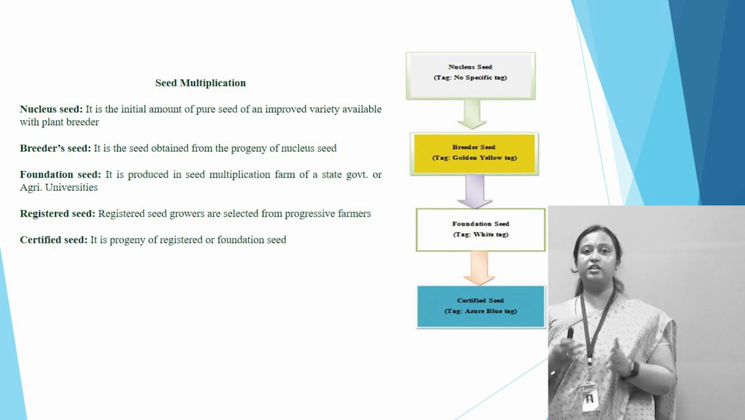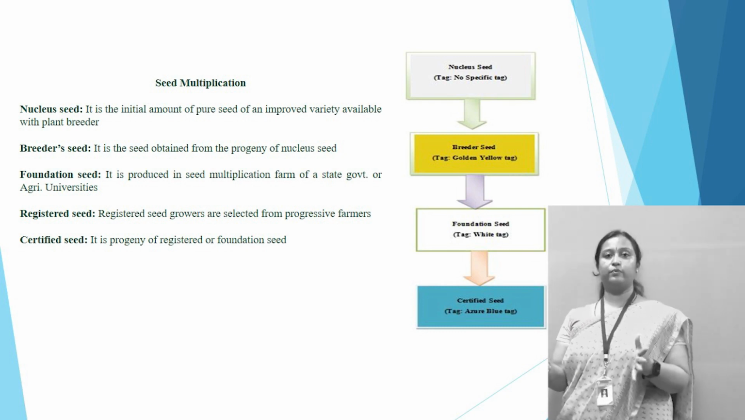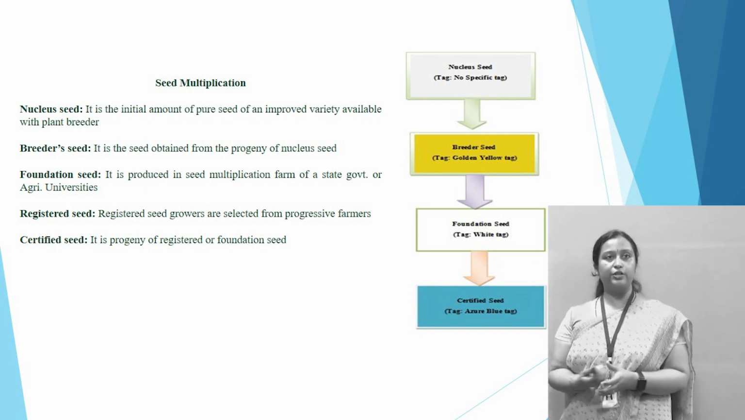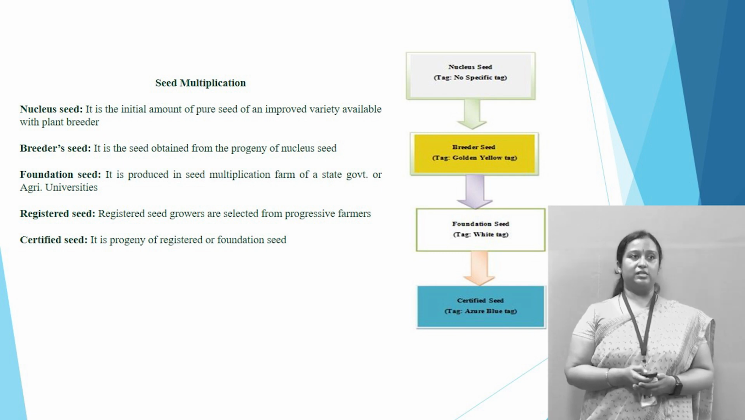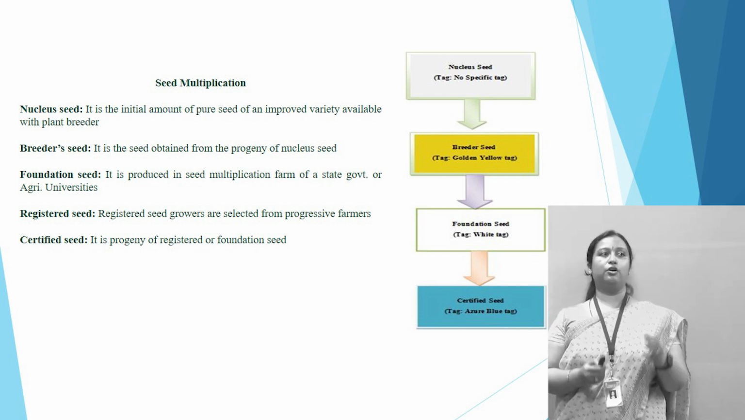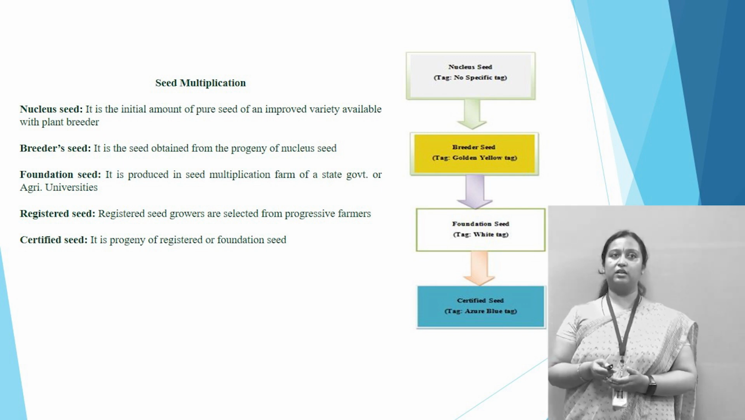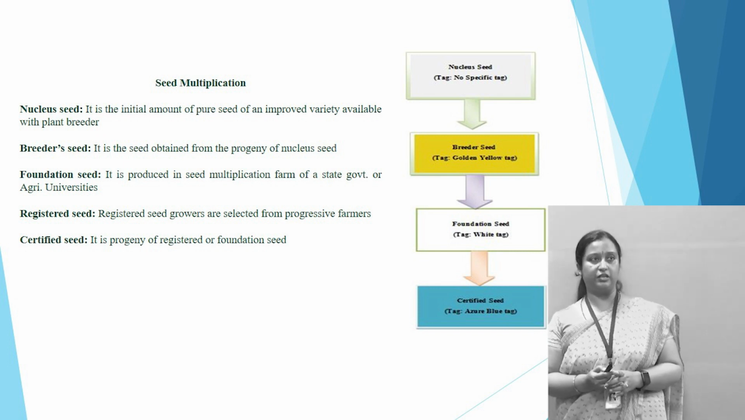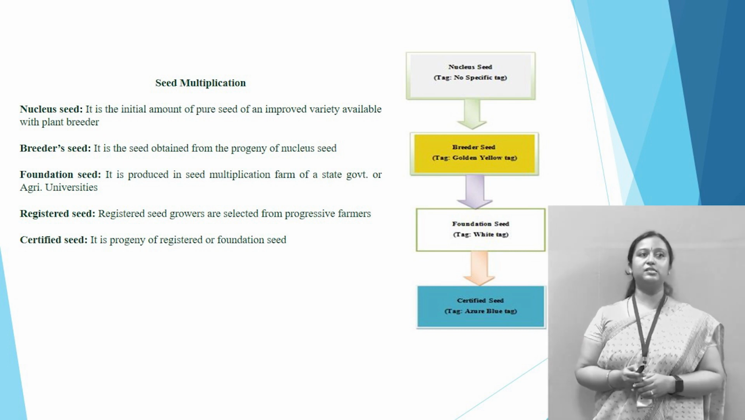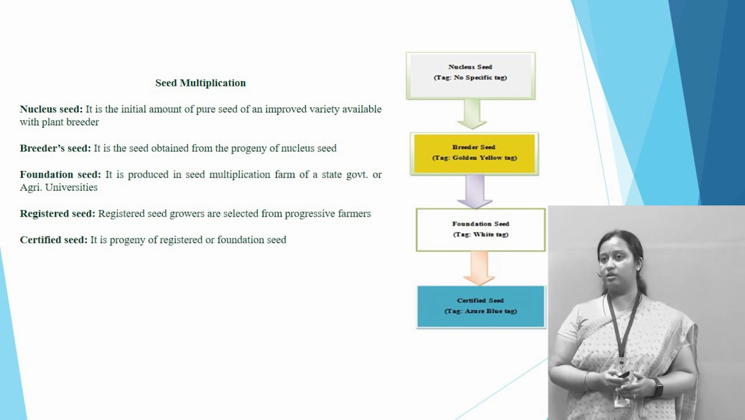Coming to the second step, seed multiplication. There are different stages of seed multiplication. Initially, when a breeder develops a new variety of seed or good quality seed which is not existing in the market, such seeds are called nucleus seed. It is an initial amount of pure seed of an improved variety which is available with the plant breeder. Usually, the certification tag for nucleus seed is white in color. Breeder seed is the seed obtained from progeny of nucleus seed, and similarly it has a yellow colored tag.